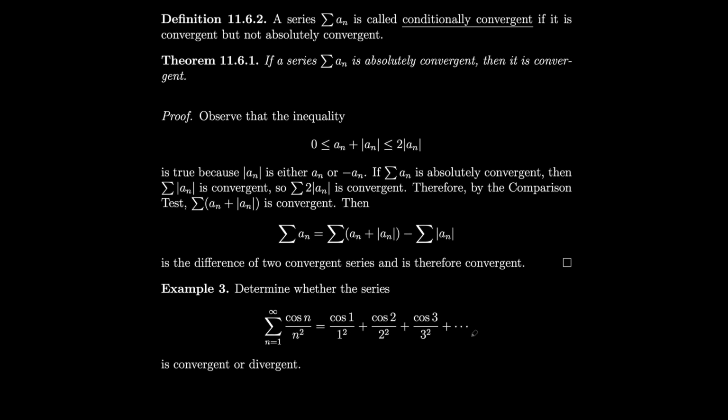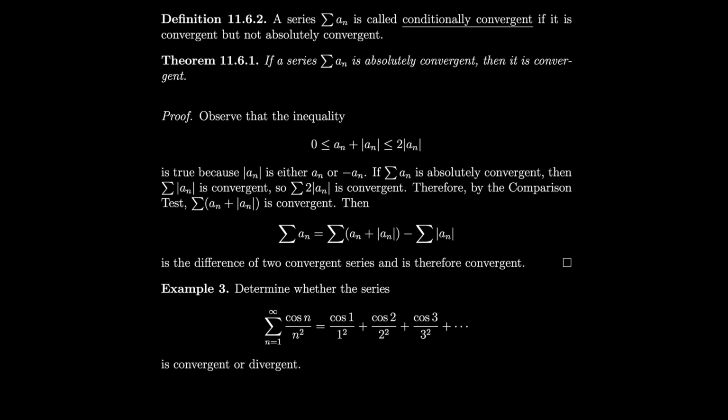A series is called conditionally convergent if it is convergent but not absolutely convergent. And then we have a theorem that if a series is absolutely convergent, then it is automatically convergent. So being absolutely convergent is even better than being convergent; it is a stronger condition.